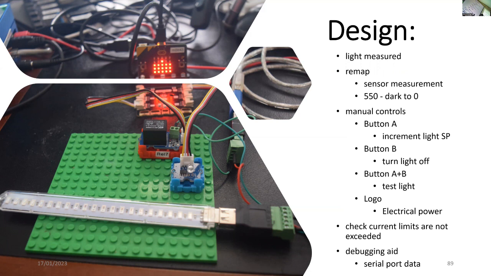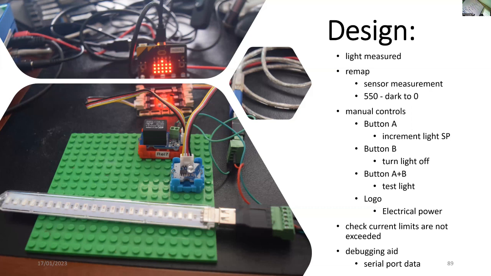We'll be using button A, just as we did before, to increment the set point. So we increase it by pressing button A. And when it reaches a maximum value, it just goes back to the starting point and ramps up again. If we want to turn off the lights, we press button B. And if we just want to test the lights, we press a combination of button A and B together. And if you press the logo button, you turn off the electrical power.